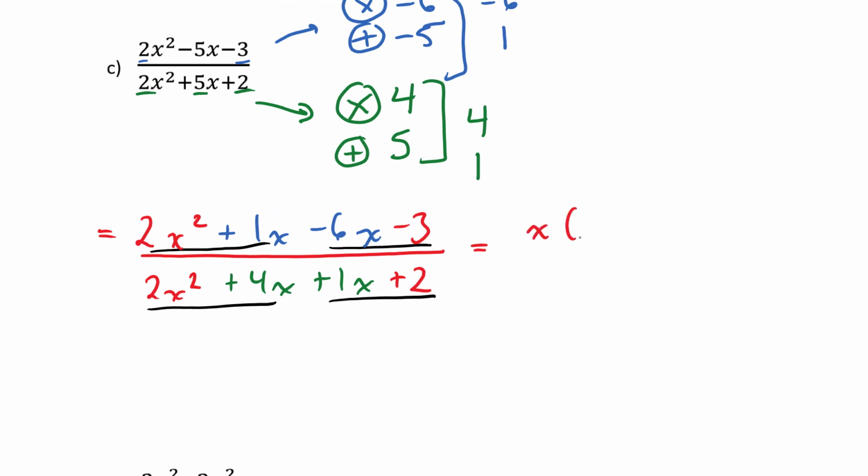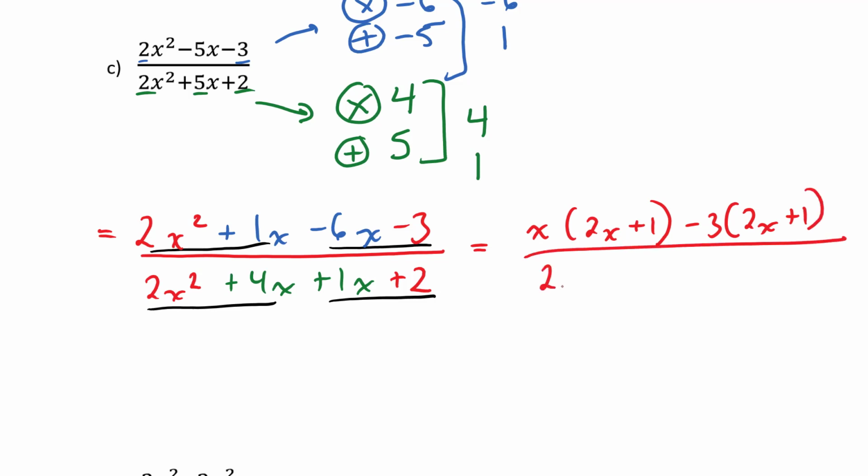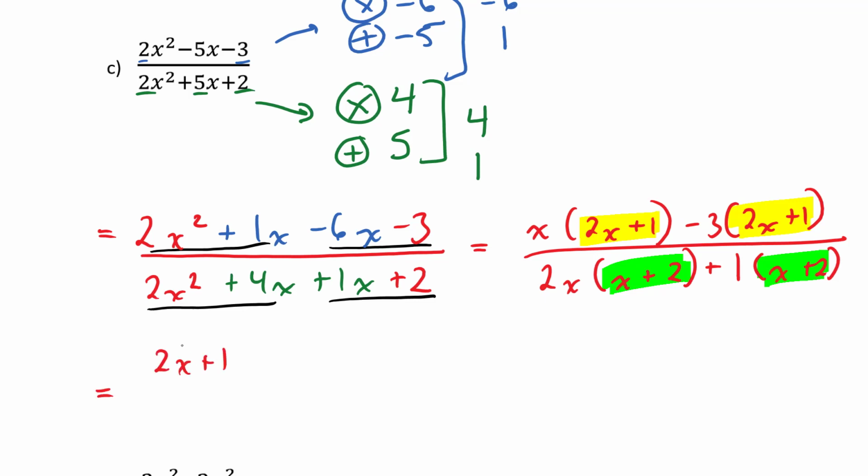Pull out a common factor here of x, 2x plus 1. Pull out a common factor here of minus 3, 2x plus 1. On the bottom here, we pull out a common factor of 2x. We get x plus 2. We then pull out a common factor. Remember, we have to pull out a common factor. We can always pull out a positive 1. In doing so, we have the same value here and here, and here and here. Again, you should get that. If you don't, you've done something wrong. This then becomes 2x plus 1 times x minus 3.